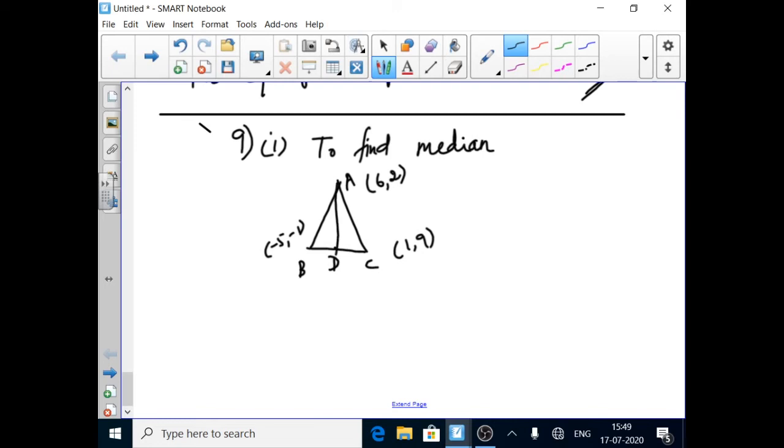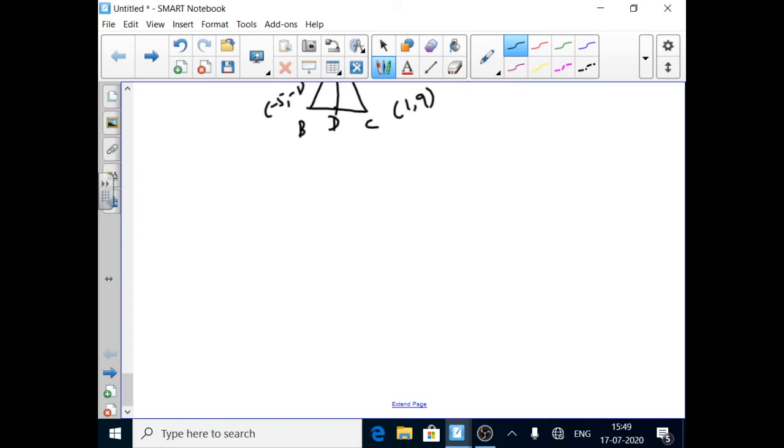So what is a median? Here AD is the median. In a triangle, from a vertex we draw a line to the midpoint of the opposite side, and that is the median. You can see here, AD is the median. We need to find the equation for this AD. So to find the equation for AD, first we want to know the point D.